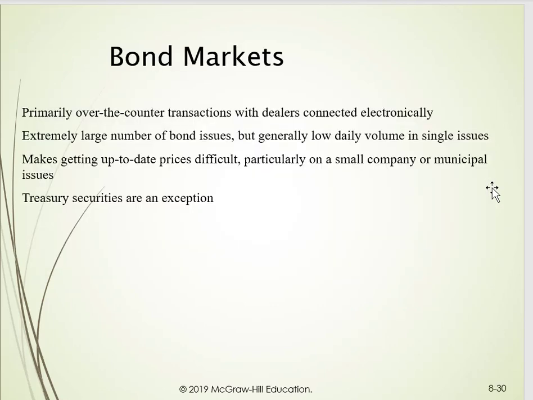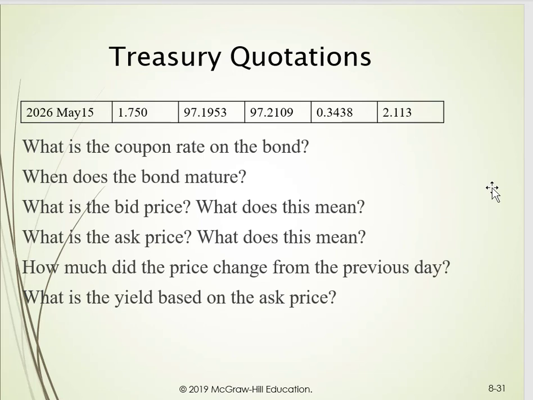So in general, what do we know about bond markets? They are typically over the counter. They're electronically transacted. There's a lot of bond issues, but unlike stocks, we typically don't trade bonds in hundreds or thousands of bonds at a time. They're typically done in much smaller numbers. Pricing for bonds can sometimes be difficult. That's just because of the lack of liquidity relative to common stocks themselves.